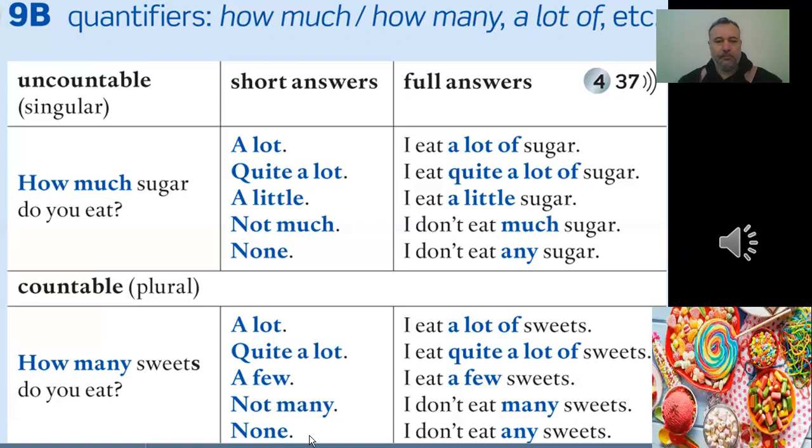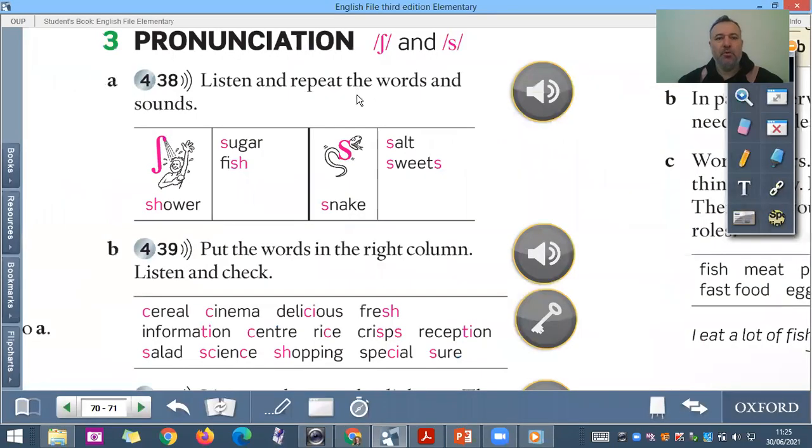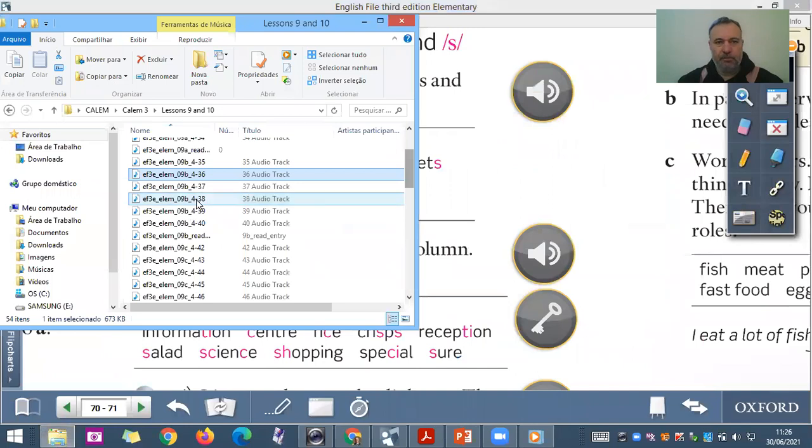Now let's go back to the pronunciation I said before. Listen and repeat the words and the sounds. This is 4.38. Let's go.